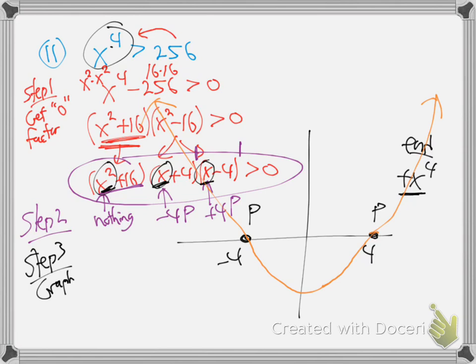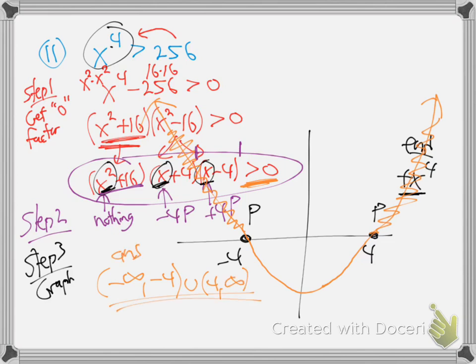So now we're going to answer, where is the function greater than 0? Negative infinity. Yeah, this section and this section. So that's from negative infinity to -4, union 4 to infinity. All that work for that answer.